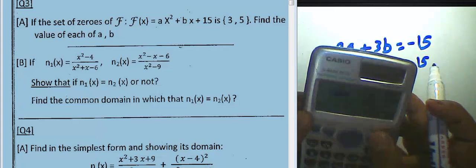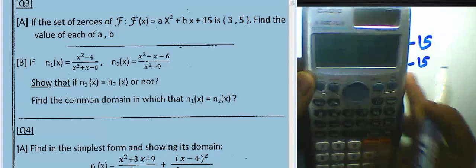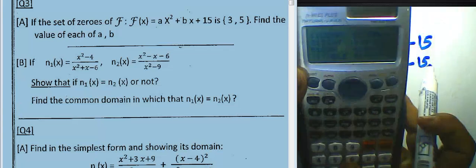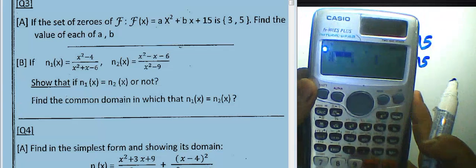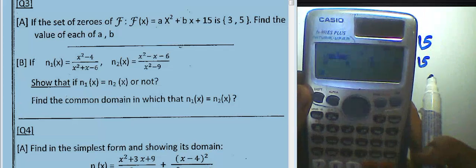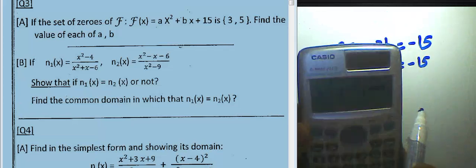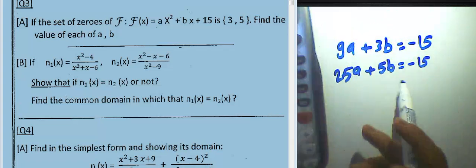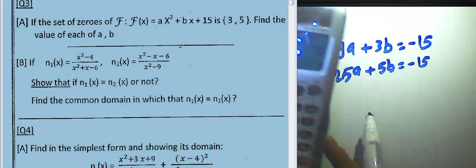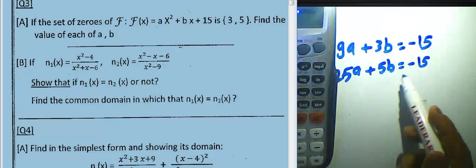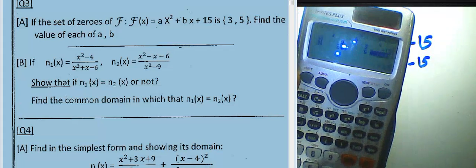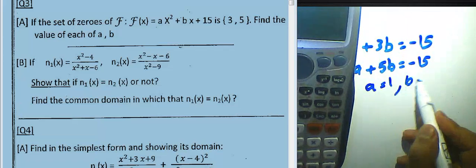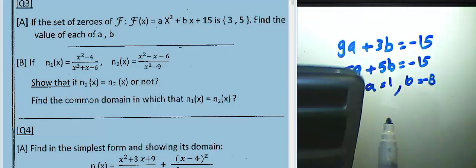Okay, it shows this equation. Press the mode button, 3, equation, number 5, and it shows number 1. Write the equation here: 9 equal, and 3 equal, and negative 15 equal, and 25 equal, 5 equal, negative 15 equal. Then a will be equal to 1 and b equal to negative 8, to find the solution.